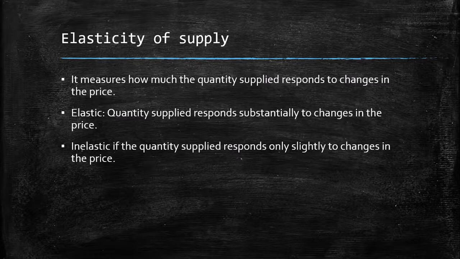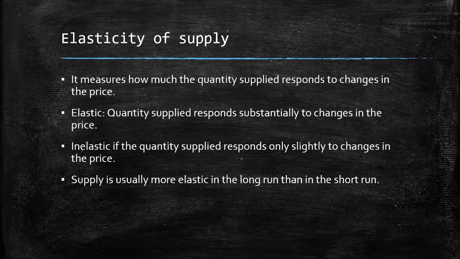Inelastic is the other side, where the quantity supplied responds only slightly to changes in the price. There is a change in price, but there's little change in quantities. It's so hard for the supplier to provide these goods. For example, a hotel. Maybe there is a change in the price, but they cannot build more rooms immediately. It takes time. So supply is usually more elastic in the long run than the short run.